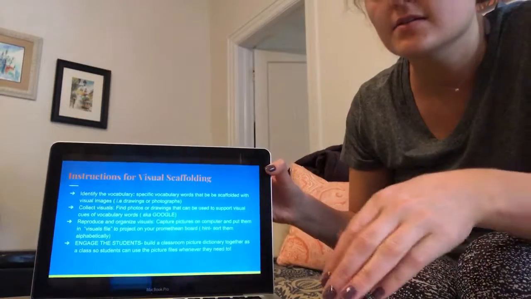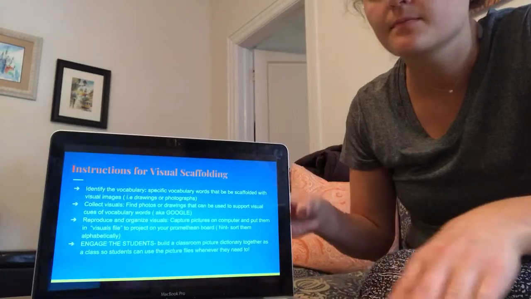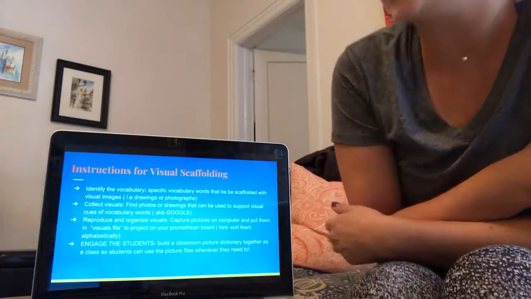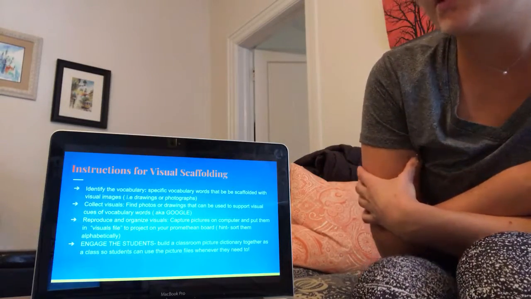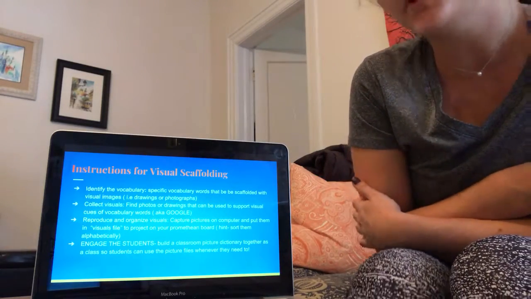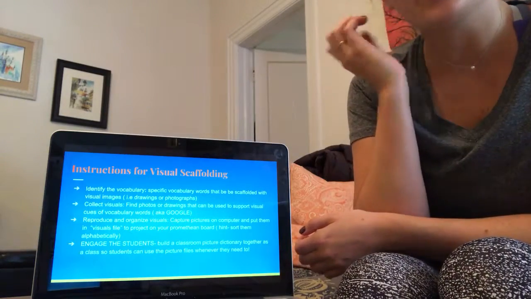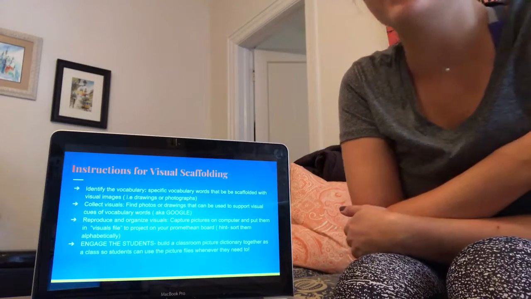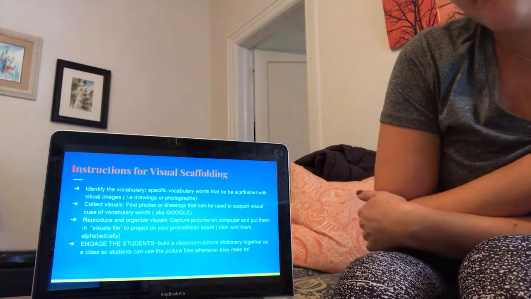Okay, this looks like it's a little difficult to read. All right, so this is just the instructions on how to implement the visual scaffolding into the classroom. So first, obviously, you want to identify the vocabulary words in the unit that are specific to what you are studying. So you want to get some visual images, whether drawings or photographs. And then you want to collect them.